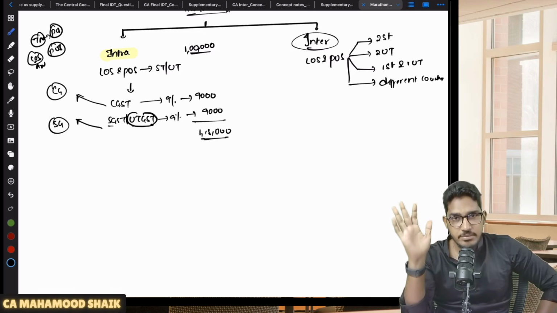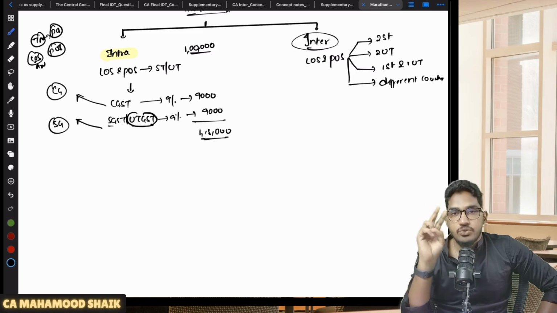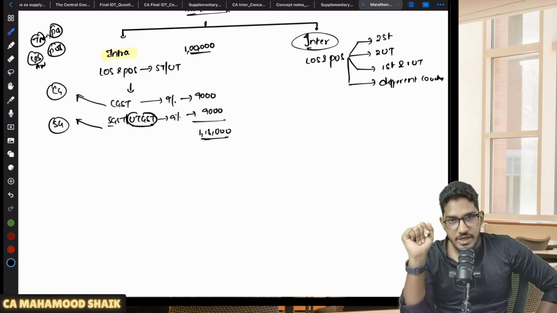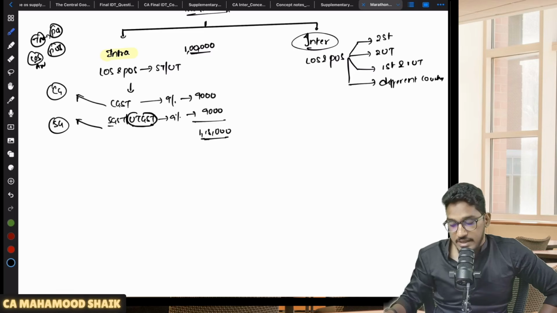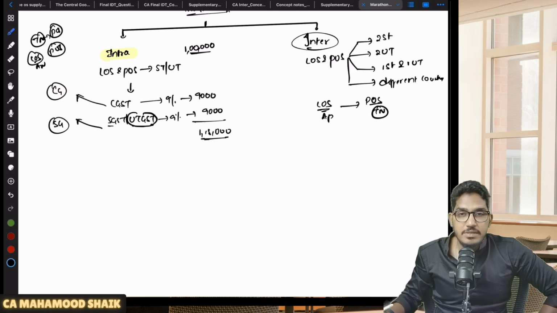So what is an interstate supply? When the location of the supplier and the place of supply are falling in two different states, two different union territories, one state and one union territory, or between two different countries, then I call it interstate supply. Let us say, for example, the location of the supplier is in Andhra Pradesh and he is making the supply of goods to a person who is located in Tamil Nadu. So the place of supply is becoming Tamil Nadu.